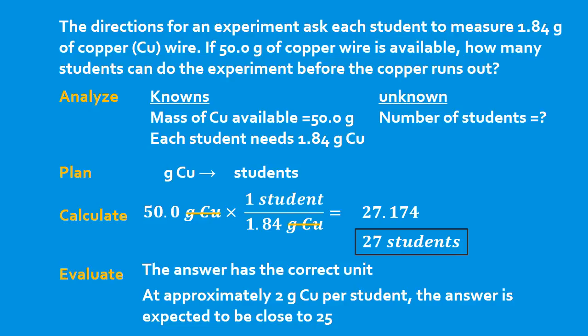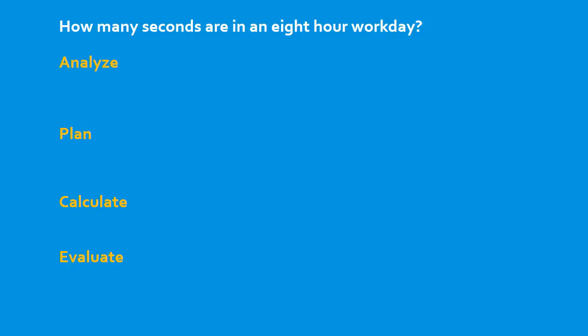At approximately 2 grams of copper per student, we expect our answer to be somewhere close to 25. Since we're using a little bit less than 2 grams, we expect it to be slightly higher than 25. So it's going to be close to 25, but a little bit higher than 25.